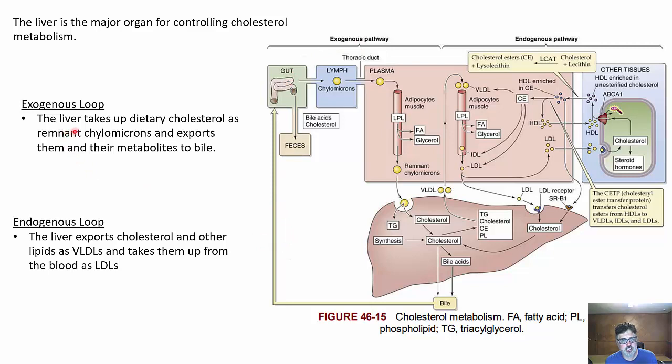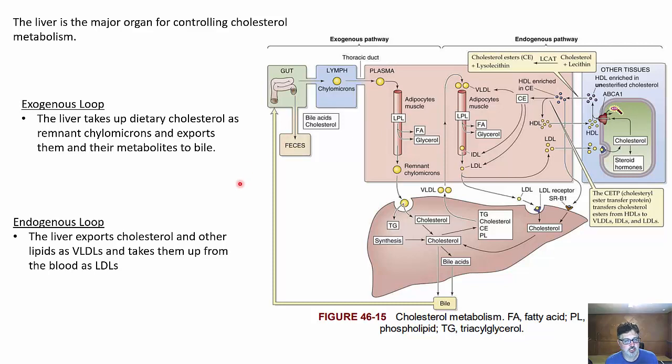And so in the exogenous pathway, the liver is taking up dietary cholesterol as those remnant chylomicrons. And as it takes them up, it will then export them and their metabolites into the bile. So going from the plasma into the liver, we take up these chylomicrons, triglycerides and cholesterols will be formed, and then the cholesterol can be secreted into the bile acid. And then some of that will be excreted from there. Some of that will, of course, be recycled through that enterohepatic circulation. And some of it will be lost through our feces.